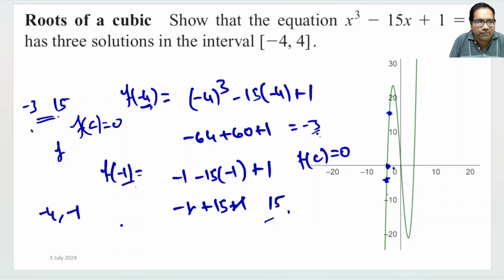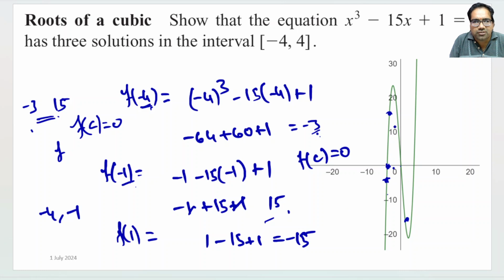Now let us take f of 1. What is f of 1? This is 1 cube minus 15 into 1 plus 1. This is minus 15. F of 1 is again negative. F of 1 is negative somewhere here. What does that mean? F of minus 1 is positive. F of 1 is negative.